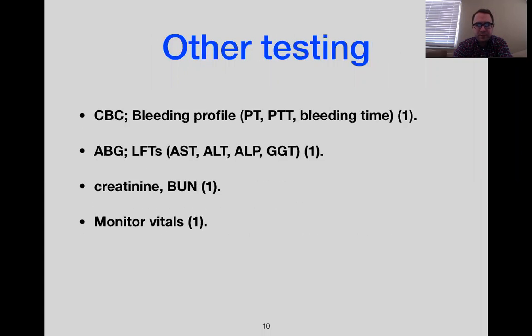Other testing that can be done would be a complete blood count, bleeding profile with PT, PTT, and bleeding time, arterial blood gas, looking at the difference between alkalosis and acidotic patients, liver function tests for AST, ALT, ALP, and GGT. Also looking at renal function, you can look at creatinine and BUN, and then always monitor other vitals.